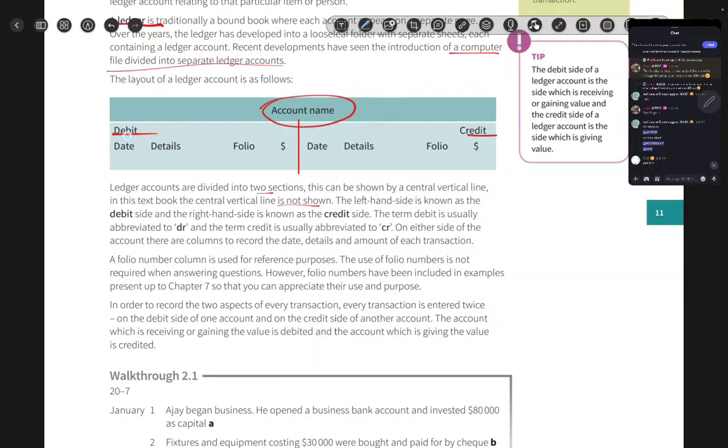The left-hand side is known as the debit side and the right-hand side is known as the credit side. Instead of writing debit completely, you just write DR, okay? Now, if you ask me, it's not really important, but debit has no R. The reason why we write DR is because it's a short form of debtors. But it's not important. So DR is the short form. Instead of writing debit, you're going to write DR.